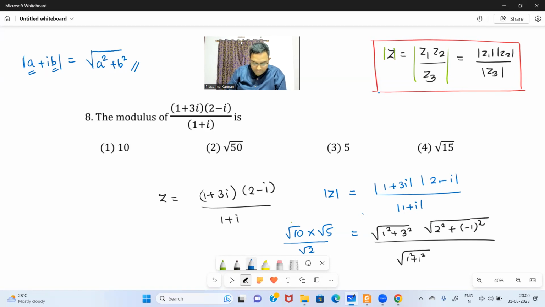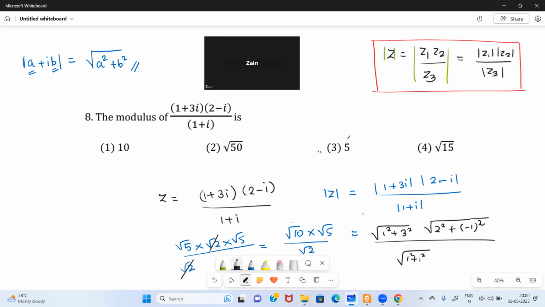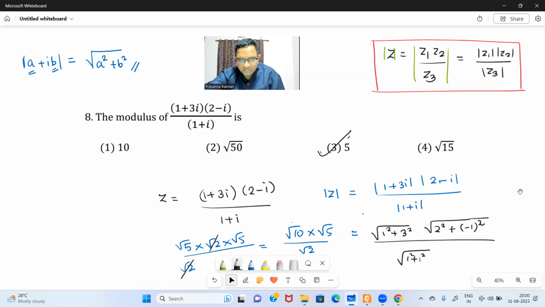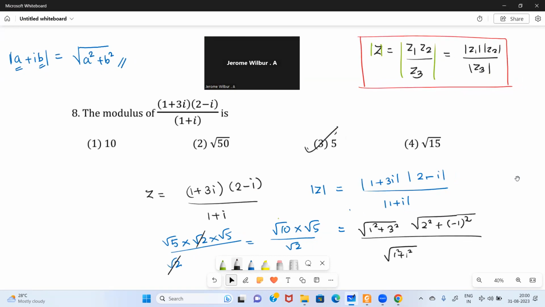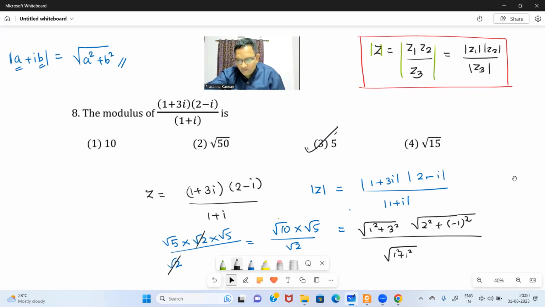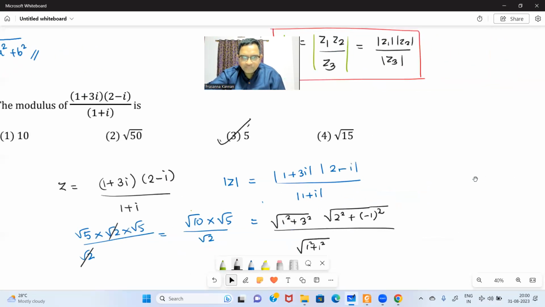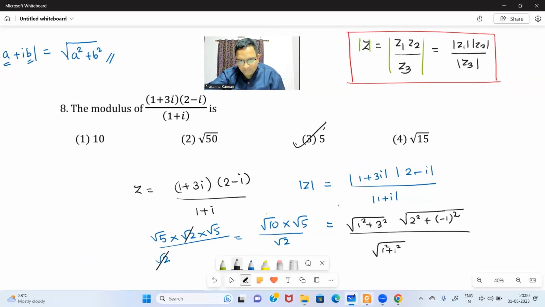So how can I write root 10? Root 5 into root 2. So what gets cancelled? Root 2 gets cancelled, root 5 into root 5. What is root 5 into root 5? Come on. 5, sir. 5, that's it. So answer is 5. Is it clear, everybody? Yes, sir. We'll move on. Very, very simple, straightforward.